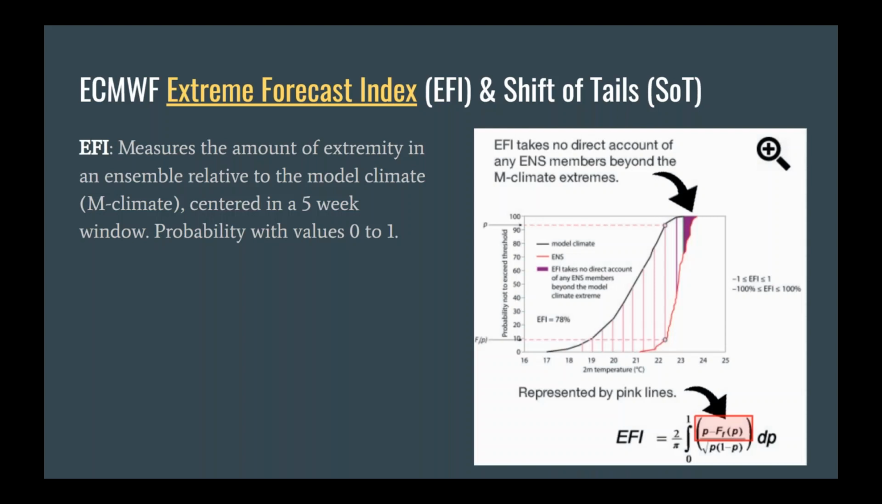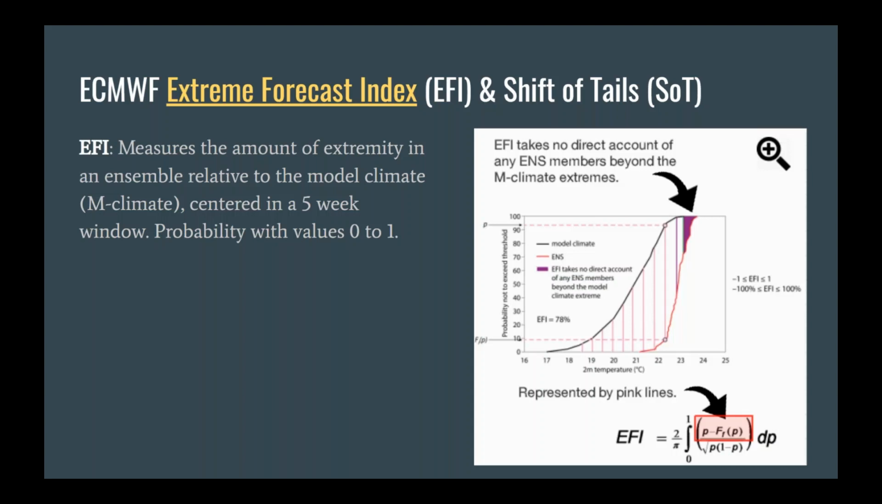I can better show you this based on this graph, and this comes from some of the ECMWF EFI training, where the model climate is that black curve, the ensemble members are the red curve, and the EFI is essentially that area in between. EFI is capped between -1 and +1. One of the problems here with the EFI, and you can see it in big black letters at the very top, is that it takes no direct account of any ensemble members beyond the climate extreme of the mClimate.